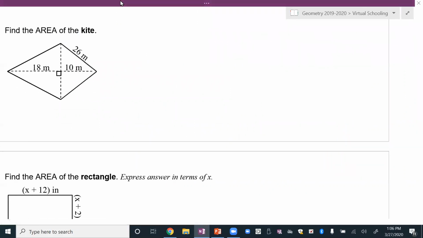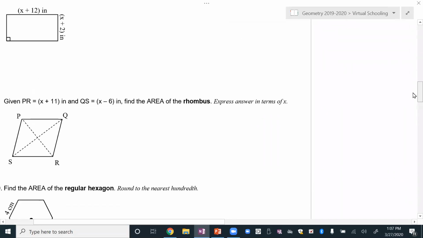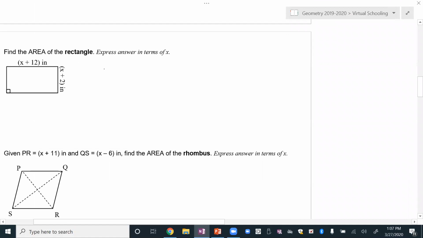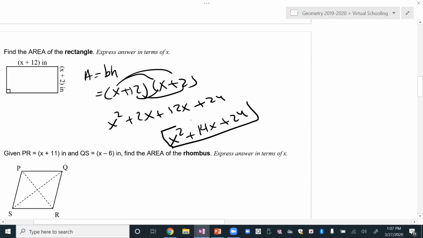Okay, so let's keep going down. These are just a little bit of challenge problems right here, so you can go ahead and see if you can figure it out. So base times height, and then you have x plus 12, and then x plus 2. Just simply distribute them: x squared plus 2x, and then plus 12x plus 24. And then you can combine like terms. So you have 14x plus 24.